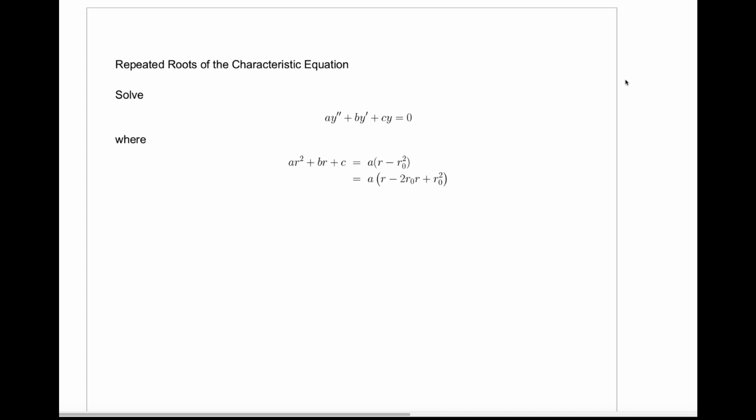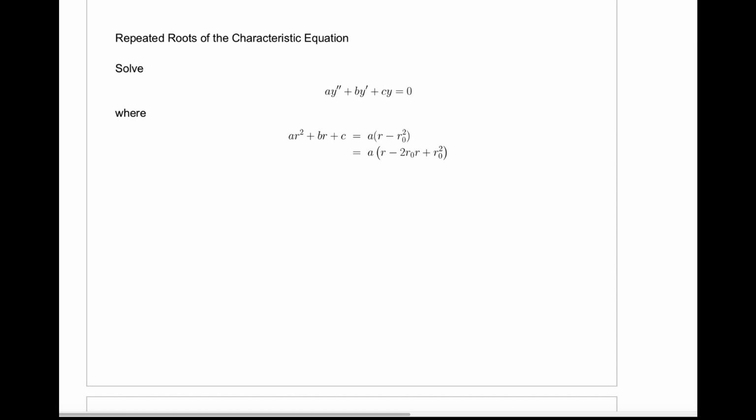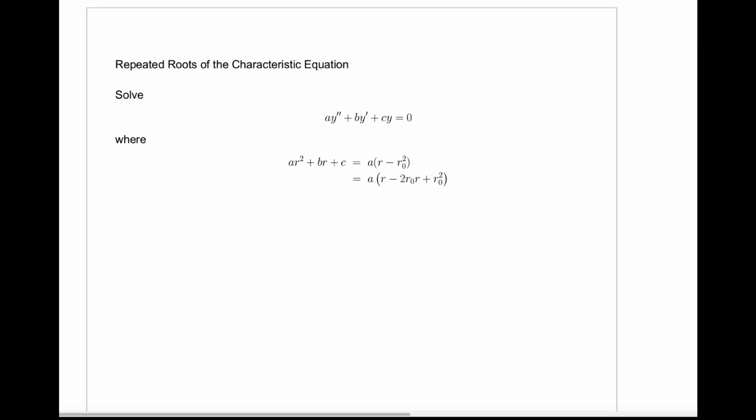Today we're going to finally talk about the situation where we have a second order linear homogeneous differential equation with constant coefficients in the case where the characteristic equation has repeated roots. So remember, if we have this second order linear constant coefficient differential equation, ay double prime plus by prime plus cy equals 0, the characteristic equation is ar squared plus br plus c equals 0.